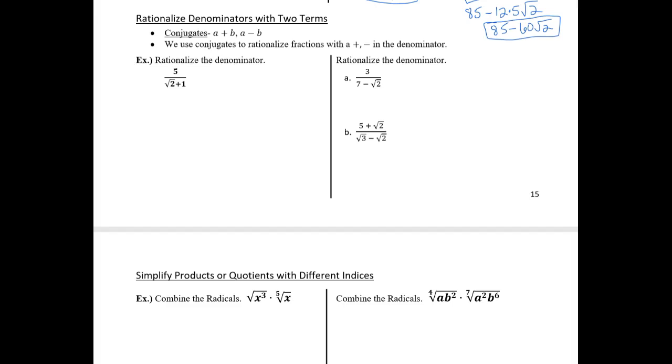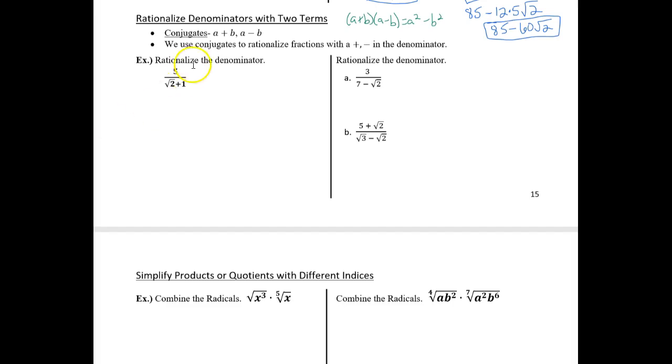Just like when we multiplied something like a plus b times a minus b, we would end up with a squared minus b squared, right? A difference of squares. The middle term completely drops out, and we end up with two perfect squares. So when we square a square root, we're going to lose the radicals, and that's why the conjugates work.